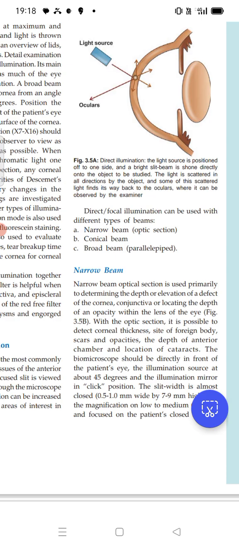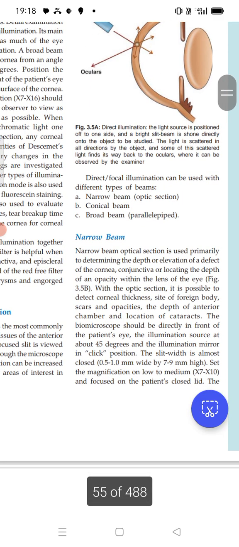With the optic section, it is possible to detect corneal thickness, site of foreign body, scars and opacities, the depth of anterior chamber and location of cataracts. We can also see the type of cataract. Once we shine the light on the pupillary border, we can see the lens clearly. If we dilate the eyes, you can have a very broader view. You can see the parts of the crystalline lens, and thus you can identify the type of cataract the patient is having.